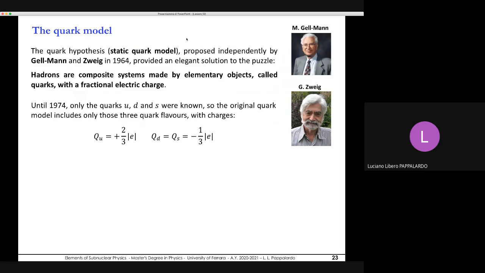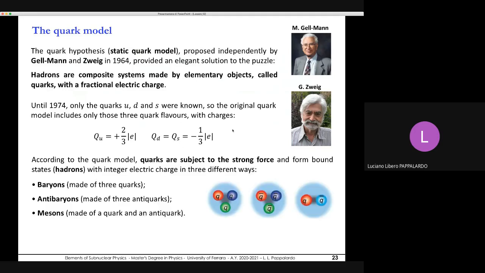Okay. So now, until 1974, only 3 quarks were known: the up, the down, the strange. So the original quark model includes only those quark flavors. And the charges are plus 2/3 for the up quark and minus 1/3 for the other 2, the down and the strange. And according to the quark model, quarks are subject to the strong force and form bound states that we call hadrons, okay, with integer electric charge, and this happens in 3 different ways. So either baryons, which are made by 3 quarks, anti-baryons, which are made by 3 anti-quarks, or mesons, which are quark-anti-quark bound states, essentially.